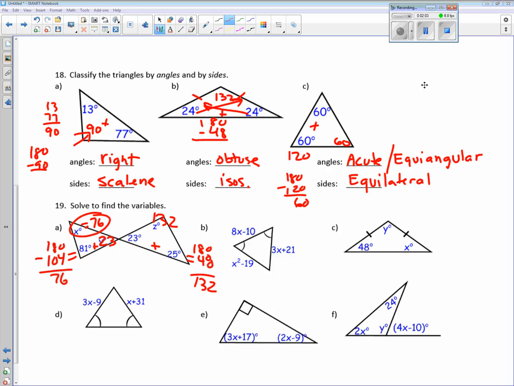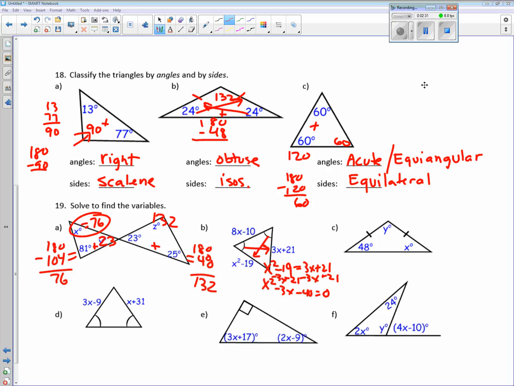In the case of letter B, what we have is two congruent angles, which is going to make the sides across from them congruent. So x squared minus 19 is going to equal 3x plus 21. In this case, I have an x squared and an x, so I need to get everything to the left side. And let's subtract 21, so that's going to be minus 40.